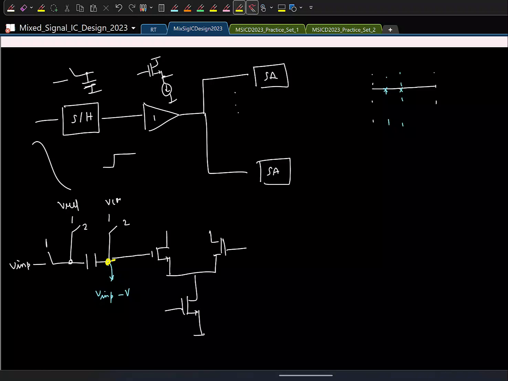So if this is the case, in which clock phase should I activate the strong arm latch? Look at the circuit here. In phase 1, right? Is that okay? Because in phase 2 you see this is pulled to VCM. So it should be happening in phase 1.